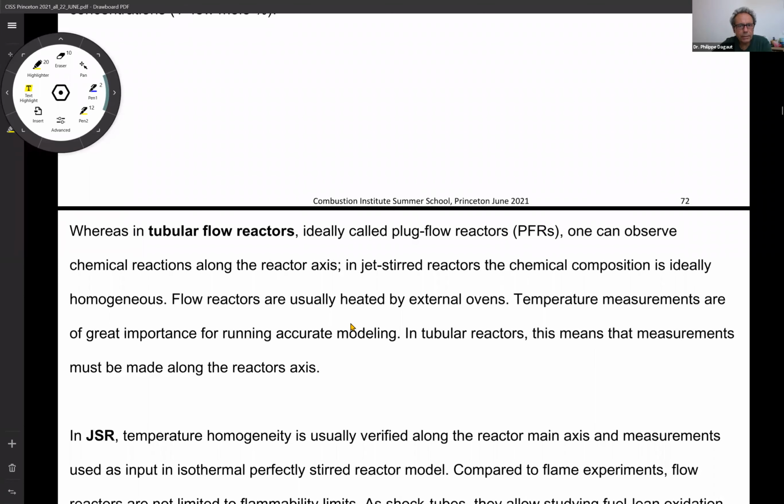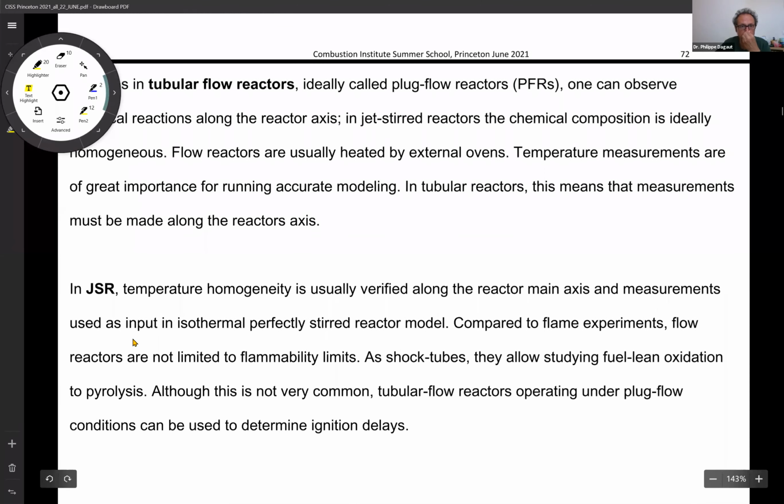Flow reactors are usually heated by external ovens, and temperature measurements are of great importance for running accurate modeling. So you need to measure the temperature inside the reactor and report it for the kinetic modeling. In tubular reactor, this means that measurement must be made along the reactor axis. In jet stirred reactor, temperature homogeneity is usually verified along the main axis, and measurements used as input in isothermal perfectly stirred reactor model.